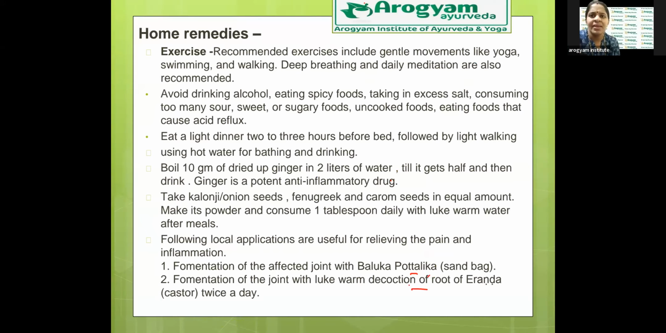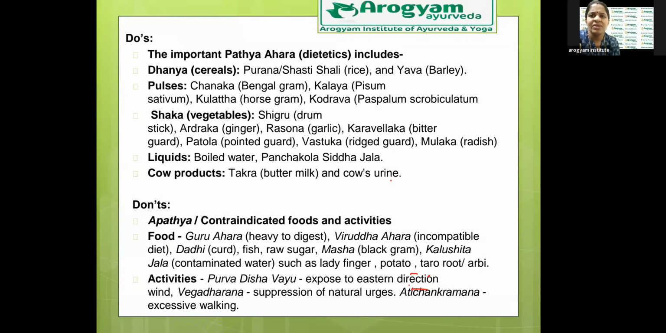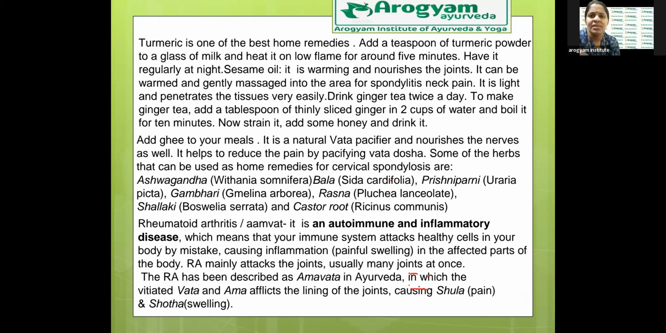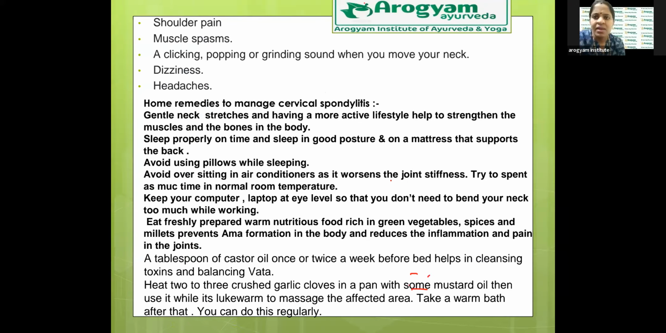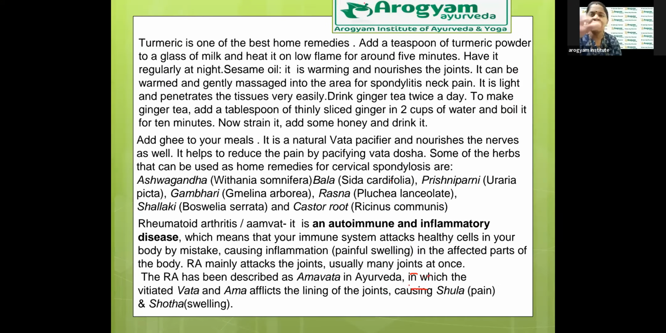Right. Next is turmeric. It is one of the best home remedies. Add a spoonful of turmeric in the glass of milk and heat it on low flame for around 5 minutes. Have it regularly at night. Then sesame oil. It is warming and nourishes the joints. It can be warmed and gently massaged into the area for spondylitis, neck pain.